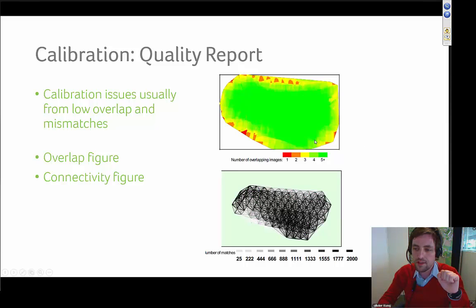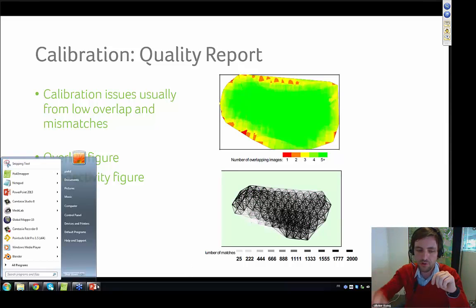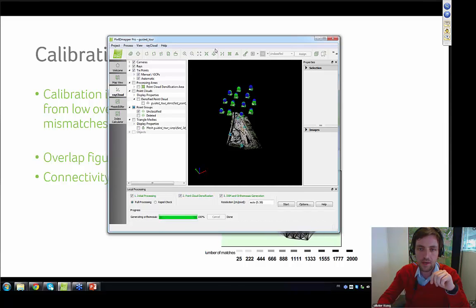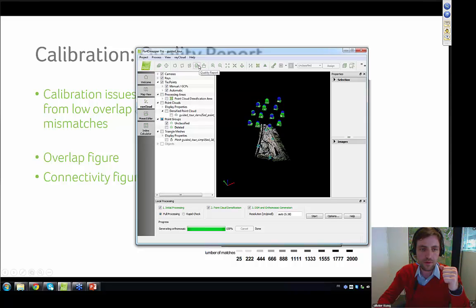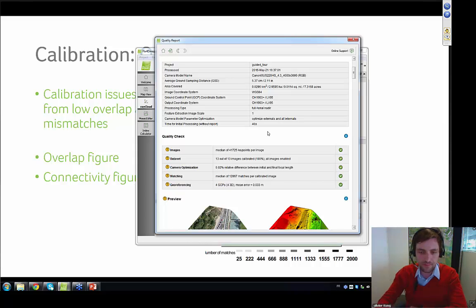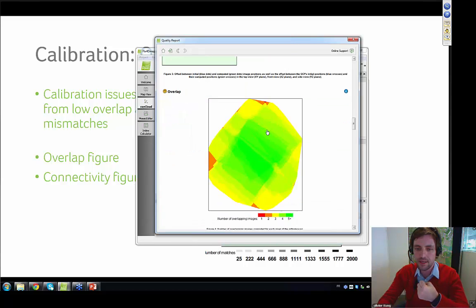I'd also like now, a little bit more in detail, to point out two very interesting graphs in the quality report that should be checked most of the time in most of the projects, especially when one or two of the green checks start to become yellow. The two main sources of issues during calibration are low overlap and mismatches between images. And the graphs that can give you quite some good information about that are these, starting with the overlap figure.